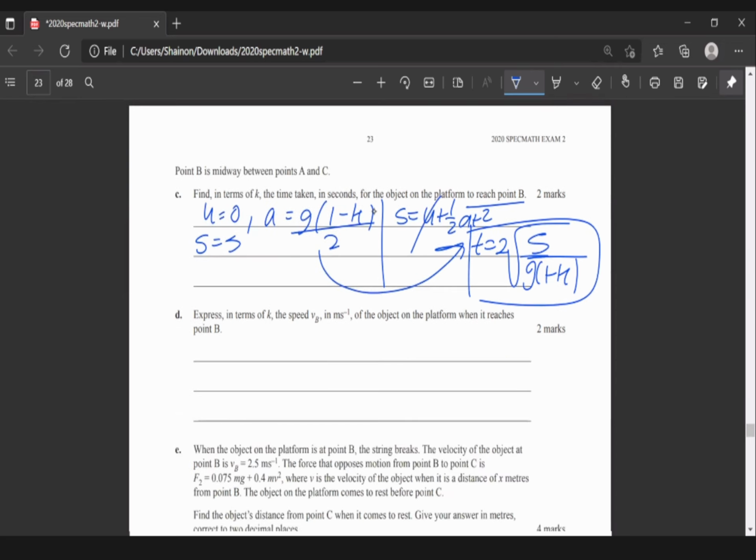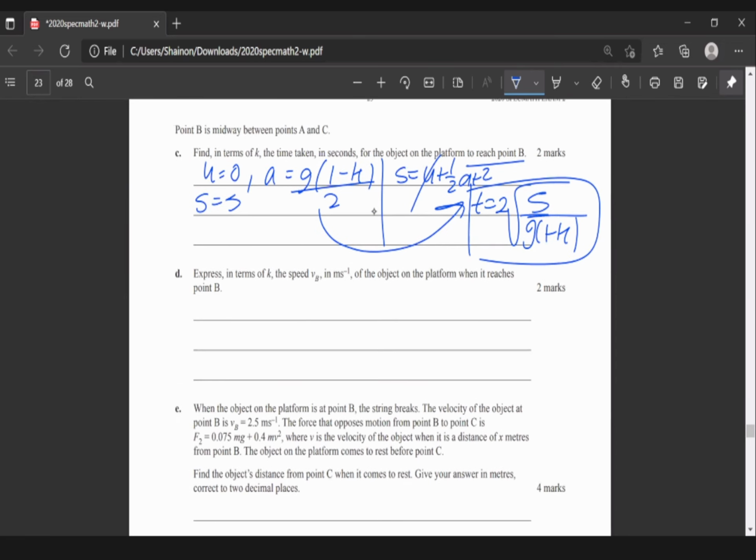Yes. Express in terms of k the speed when it reaches point B. So SUVAT again. v squared equals u squared plus 2as, with u equals 0. So v is equal to root 2 times a, which is already given to you. The 2 on the bottom will just cancel out, and we know the displacement is 5, so v equals root 5g(1 minus k). Yep.